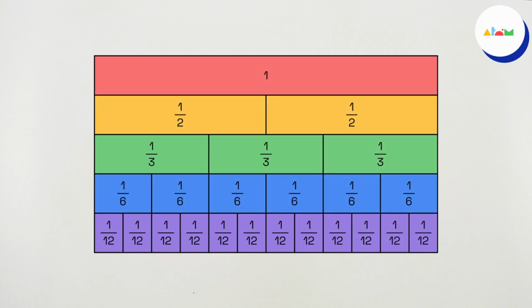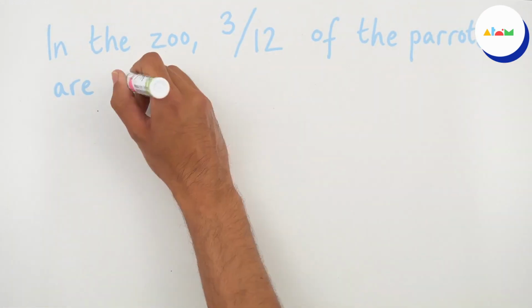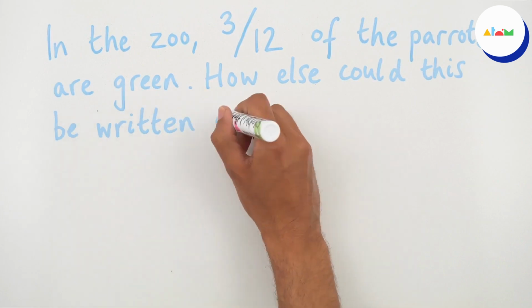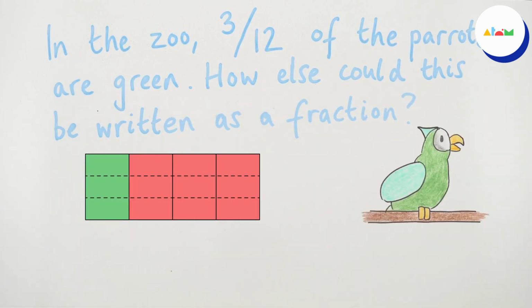Let's try a question about equivalent fractions. In the zoo, 3/12 of the parrots are green. How else could this be written as a fraction? Use the diagram below to help. The possible options are 3/4, 1/4, 1/3, and 3/9.